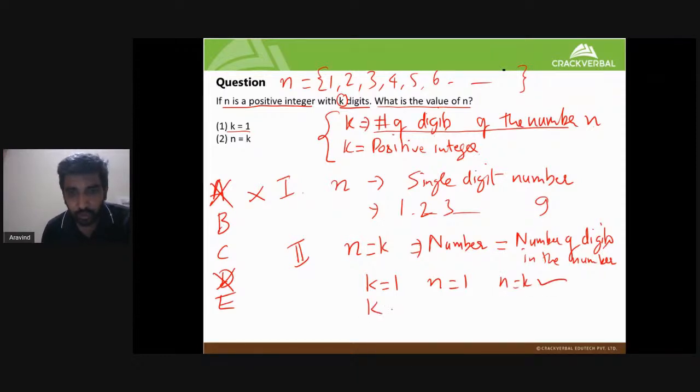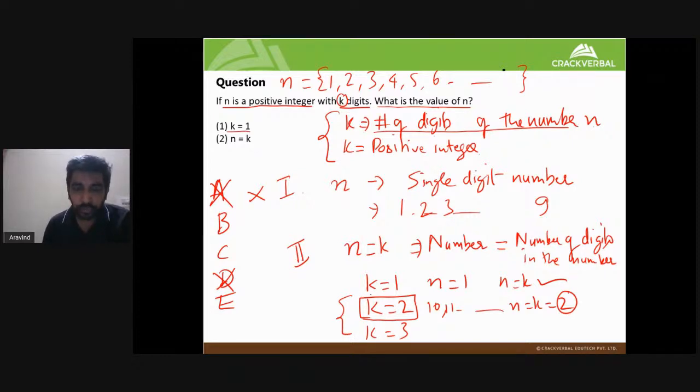But if you take k equal to 2, on the one hand, you're telling that n is a 2-digit number, which means the number should be 10, 11, and so on. But on the other hand, you're telling n equal to k equal to 2, which is not possible. 2 is not a 2-digit number. And the same problem happens with k equal to 3, k equal to 4. So a lot of people miss out on this piece of information. They don't think about this. This is where they have to think and reason out the problem, right?